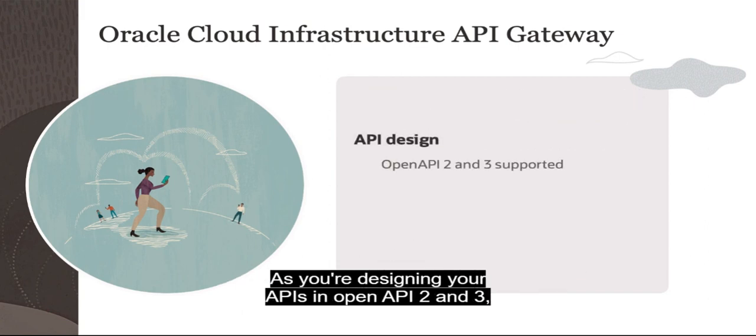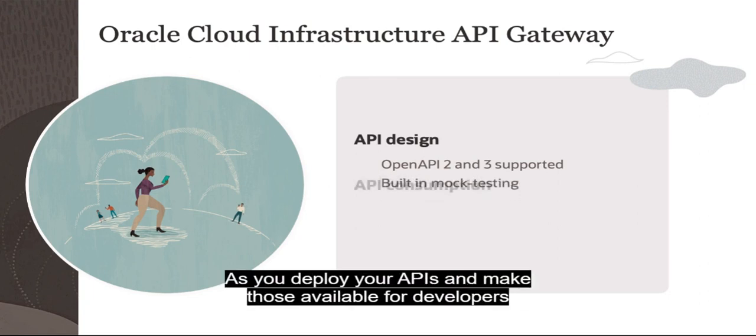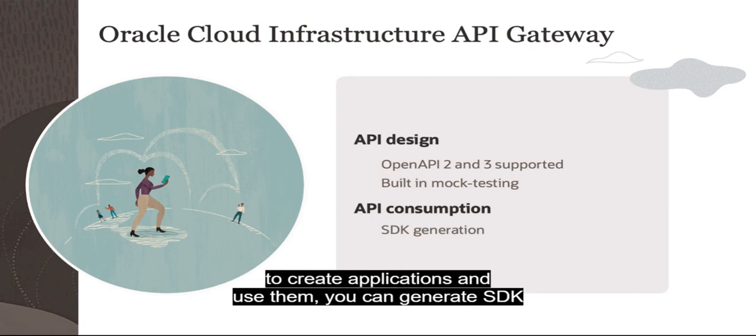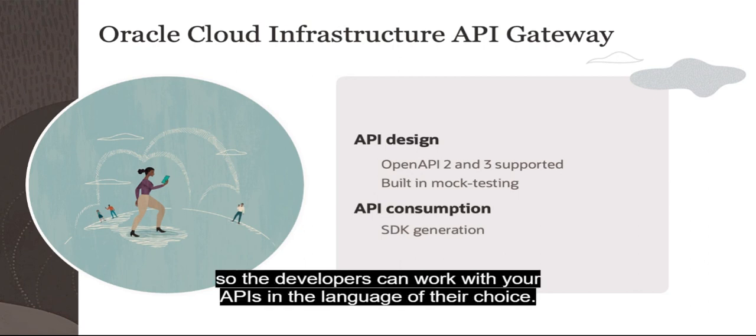As you're designing your APIs in OpenAPI 2 and 3, you can load those into the gateway, and you can quickly create API deployments that have built-in mock testing. As you deploy your APIs and make those available for developers to create applications and use them, you can generate SDKs so the developers can work with your APIs in the language of their choice.